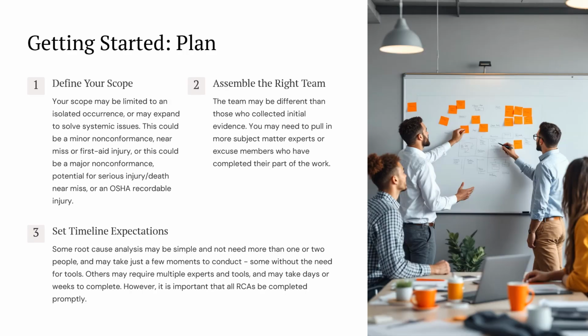Each step builds upon the previous one, creating a comprehensive approach to problem solving that leads to sustainable improvements. By the time you start your root cause analysis, you should already have all your documentation ready. Your first step is to define your scope. Your scope may be limited to an isolated occurrence, or it may expand to systemic issues. This could be a minor nonconformance, near miss, or first aid injury, or this could be a major nonconformance, potential for serious injury or death, near miss, or an OSHA recordable injury.